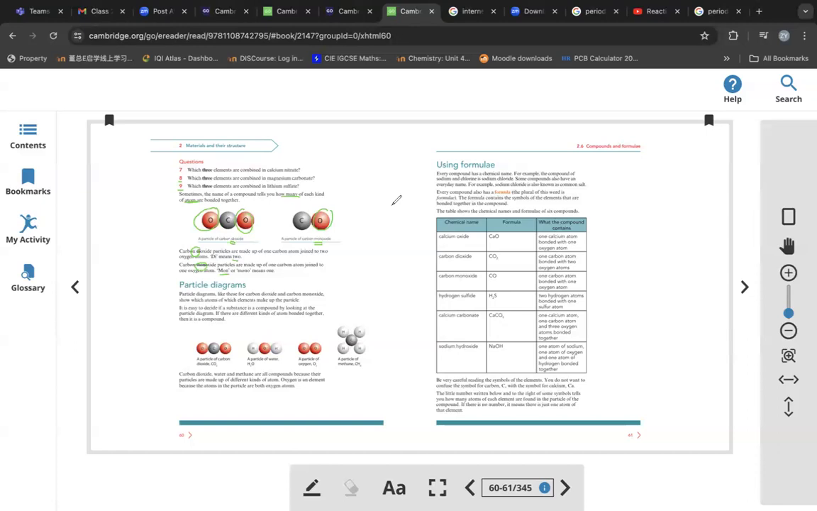Okay, and then those are called particle diagrams, the ones that you draw out. From here, how many elements do we have? 2. And then how many atoms? 3. So as long as they are made from different kinds of atoms, this thing is called a compound.